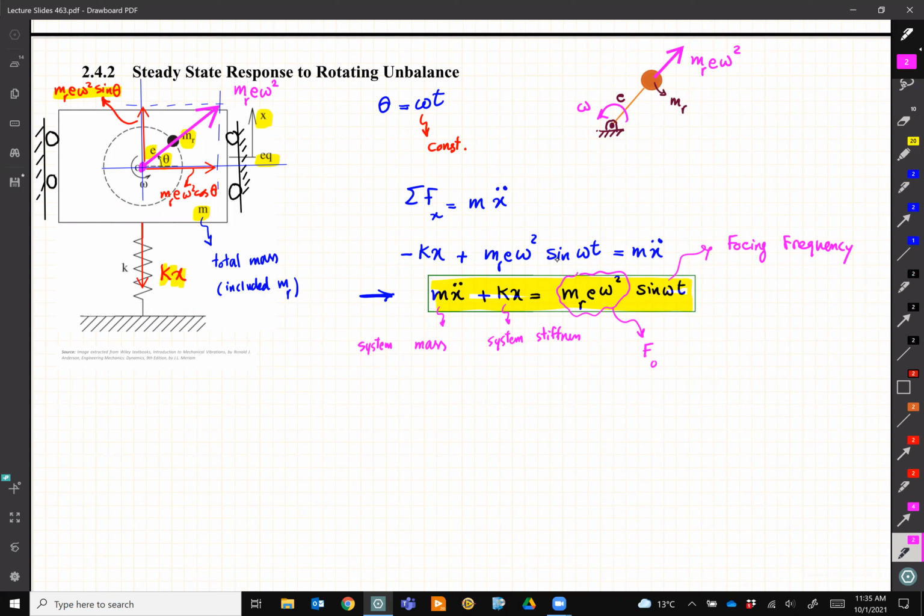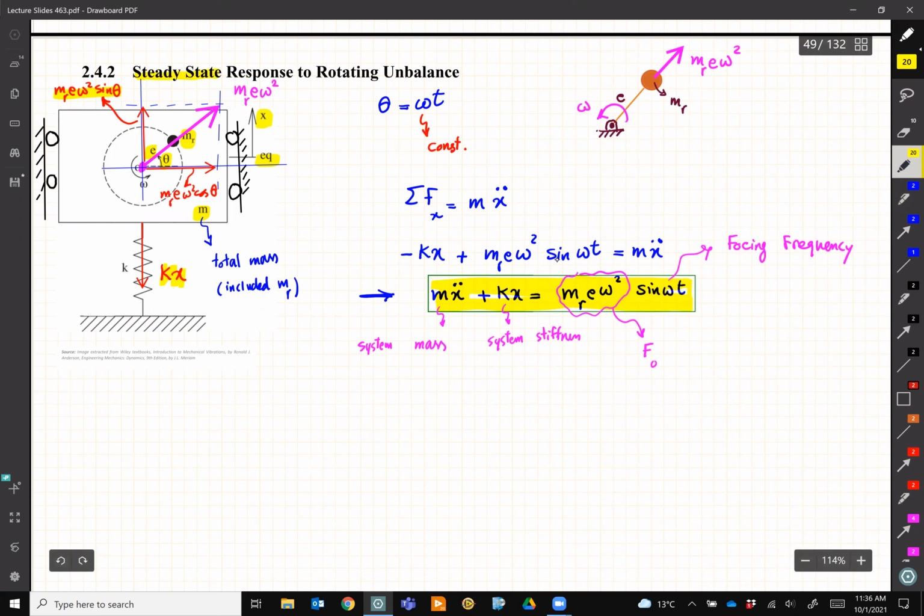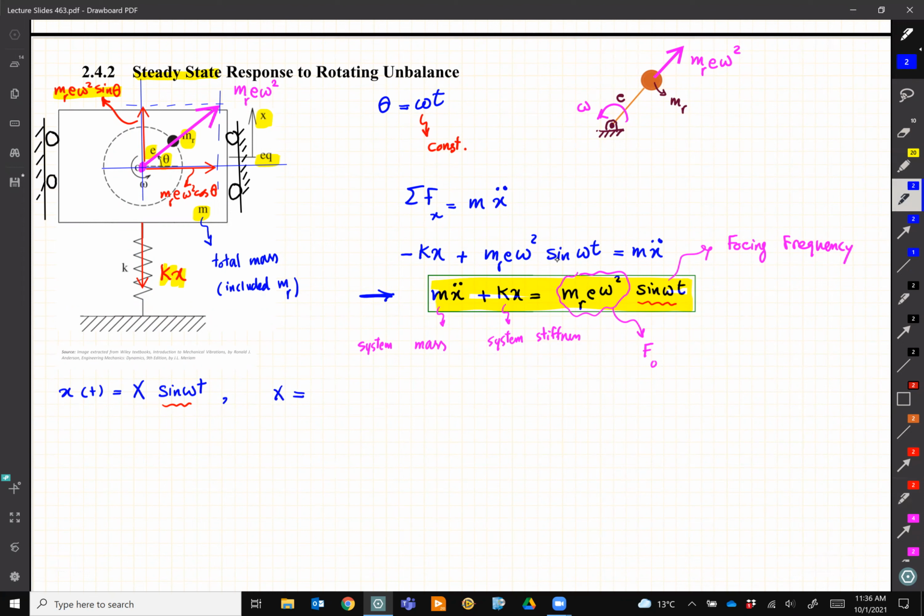So now let's solve this equation. We know that the steady state response, remember again, as we said on Monday, we care mainly about the steady state response, not the transient response. x of t is X sine omega t. I write sine because my equation here is sine. If that one was cosine, this one would also be cosine, because we said they are in phase. What does it mean they are in phase? It means when the force is upward, the whole system is moving up, and when it is down, the whole system is moving down. So these two are moving together.